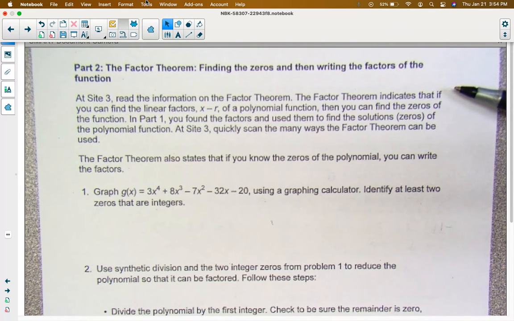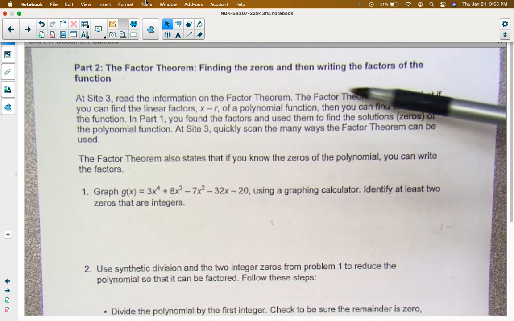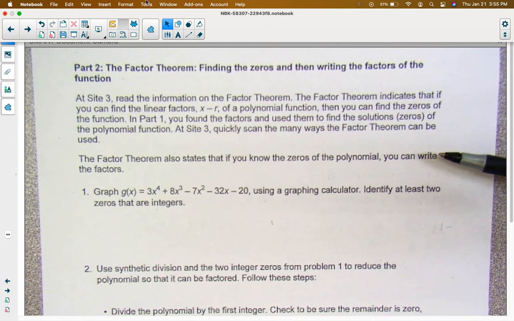The factor theorem indicates that if you can find the linear factors, x minus r, of a polynomial function, then you can find the zeros of the function. In part 1, the one we just finished, you found the factors and used them to find the solutions, which are the zeros of the polynomial function. This is a quick way to scan the many ways the factor theorem can be used. The factor theorem also states that if you know the zeros of the polynomial, you can write the factors. So that's what we've got going on here.